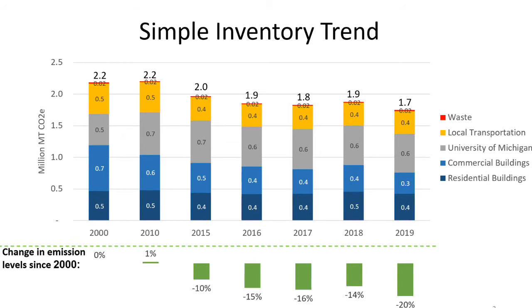This graph looks at the simple inventory. It includes emissions associated with residential, commercial, and university buildings, our local transportation, and landfill waste. We see that we've reached a 20% reduction in emissions over the past 20 years. We can also look at an average change over the past few years, recognizing that annual weather fluctuations impact emissions. We've achieved an average of 60% reduction over the last 3 years. Many of those reductions occurred in commercial and institutional buildings.